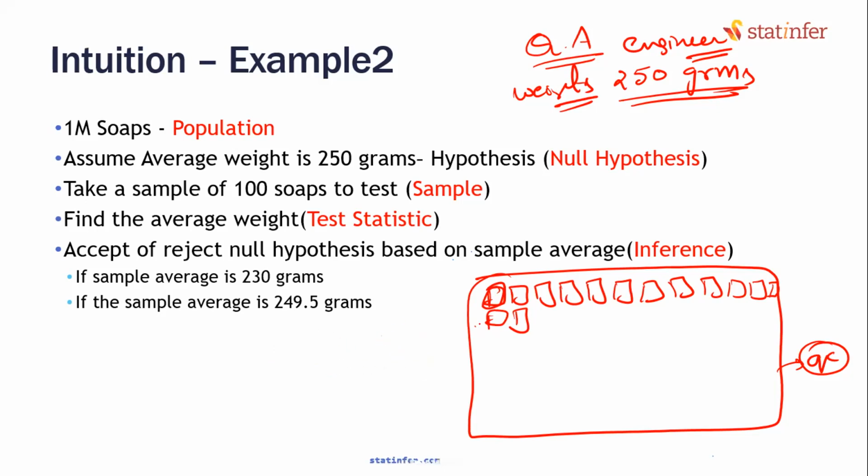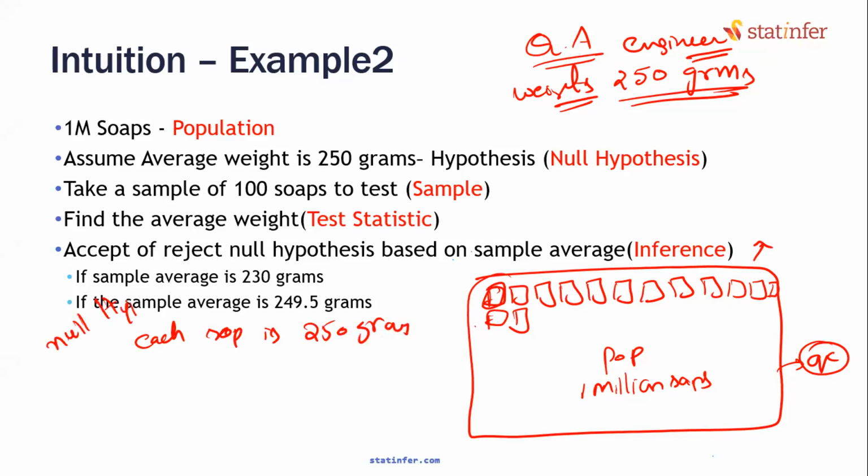So what is the population here? The population is 1 million soaps. That is the population. Can you tell me the null hypothesis? What is the first assumption? What is the null hypothesis here in this context? Each soap is 250 grams. That is the null hypothesis. Let me pause here and ask you, have you understood the concept of null hypothesis? The basic assumption, our first assumption. What is your basic assumption here? Each soap is 250 grams. That is the null hypothesis.